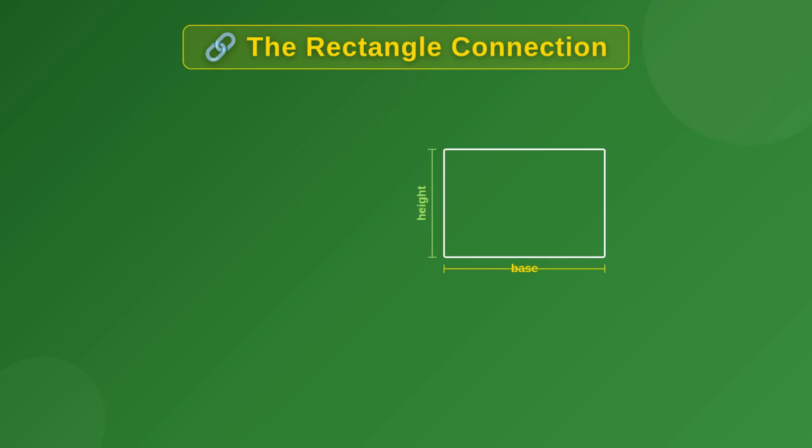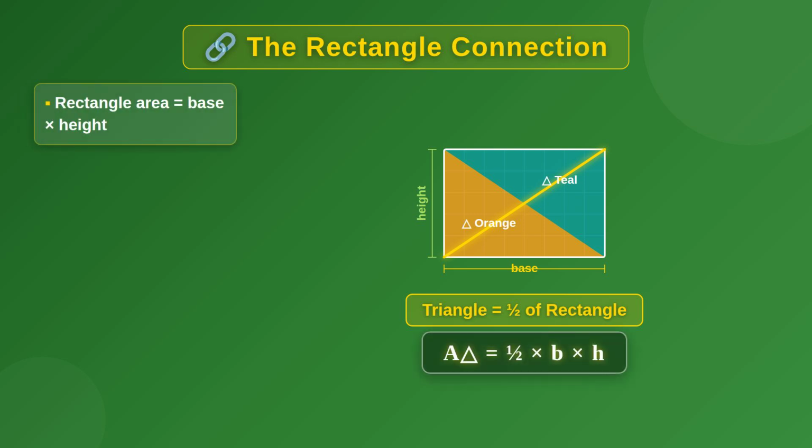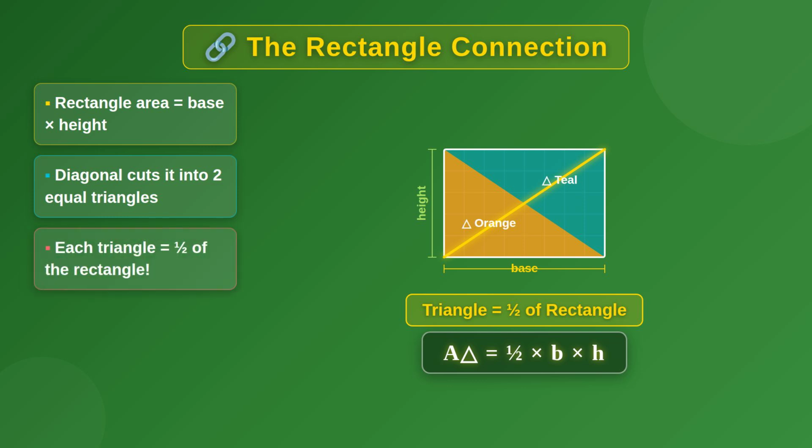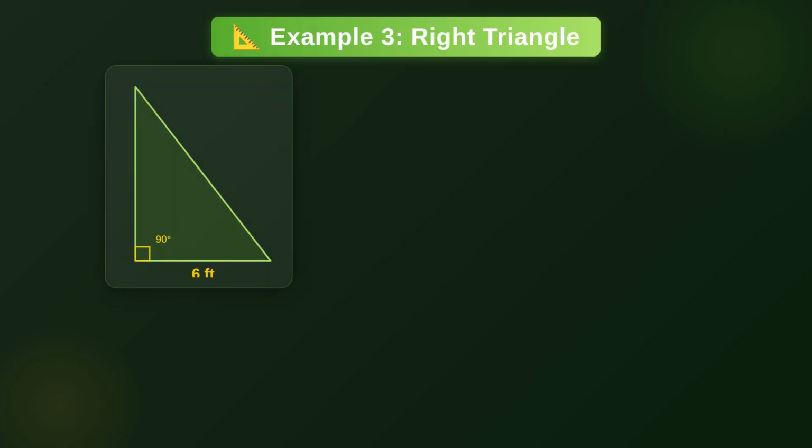Nice work, Marcus. Let's make sure this formula really makes sense, because understanding why it works helps you remember it forever. Draw a rectangle. Its area is base times height. Easy. Now draw a diagonal line from corner to corner. You've just cut it into 2 perfectly equal triangles. Each triangle is exactly half the rectangle. So triangle area equals 1/2 times base times height. Next time you forget the formula, just picture cutting a rectangle in half diagonally. That mental trick never fails.